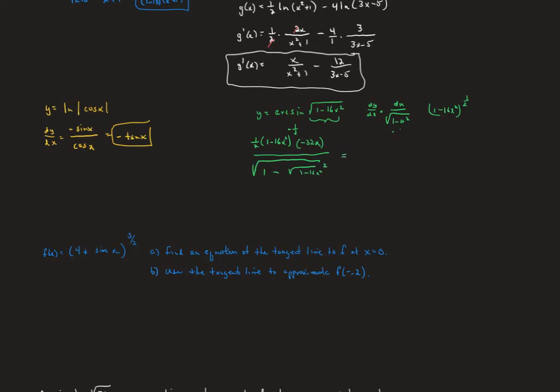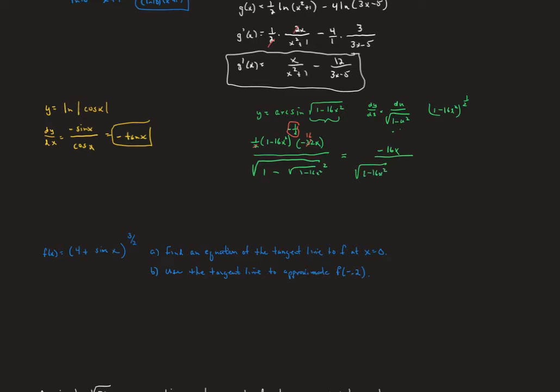Okay, let's clean up a little bit in the numerator. The 1/2 and the 32 are going to cancel. So that's going to leave us 16. So I'm going to write that as a, and we'll still have that negative sign, so that's a negative 16x. Now I'm going to move this negative 1/2 exponent into the denominator. So that's going to become a square root of 1 minus 16x squared.